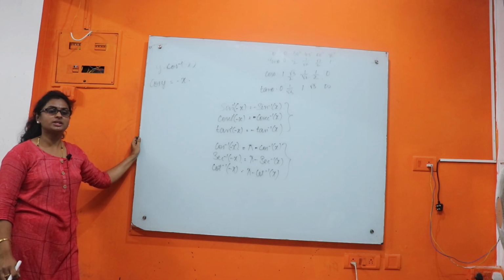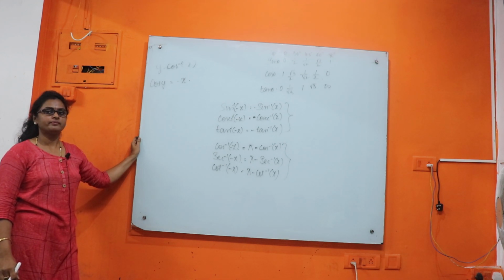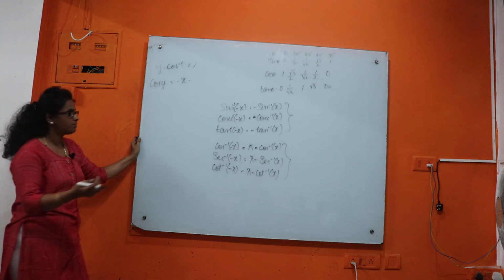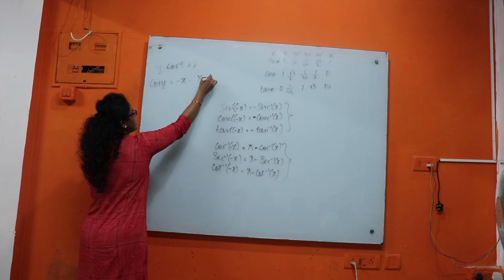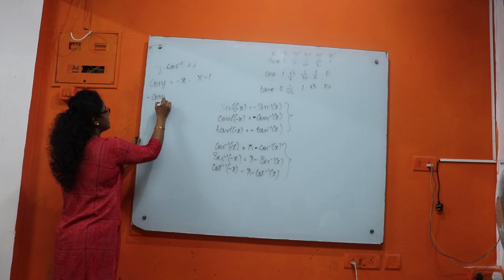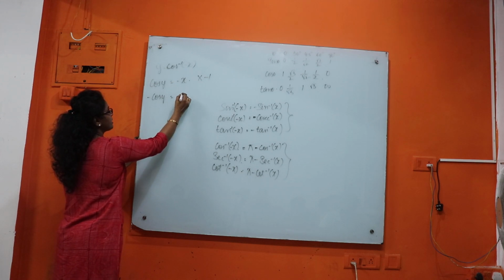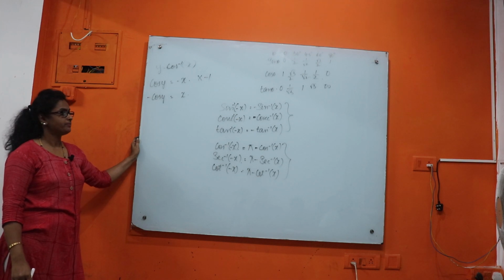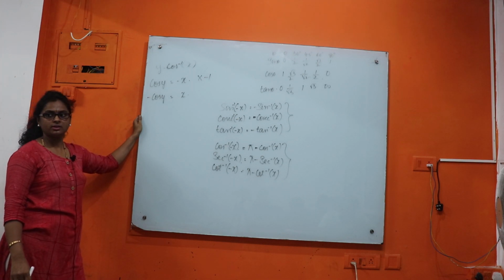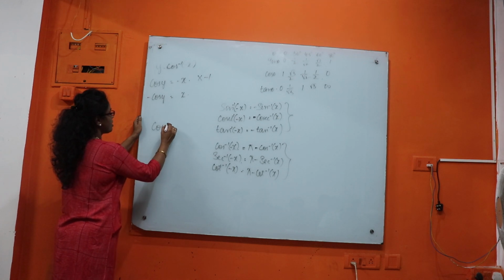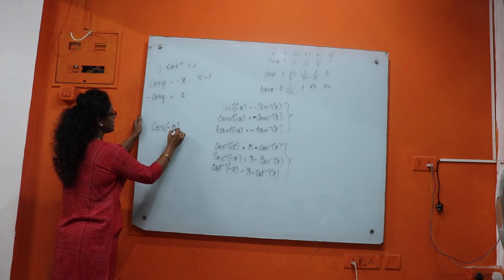Okay. What is the next step? Multiply throughout with what? Minus 1. Multiply throughout with minus 1. So, what happens here? Minus cos y is equal to minus into minus is nothing but plus x. Okay. Now, cos of minus theta is what?